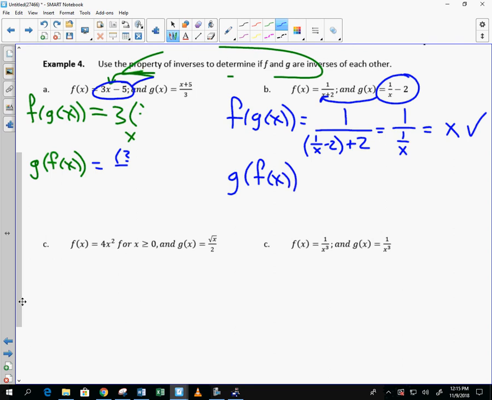Compose functions to show that they're inverses. You guys have all of your stuff. Some of you are entirely caught up with your homework. Some of you guys got work to do this weekend.